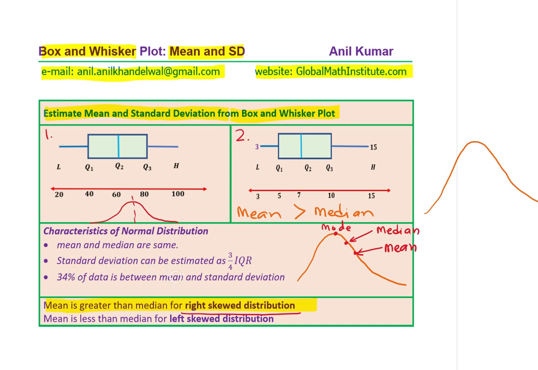Now standard deviation can be estimated as 3/4 of interquartile range for a normal distribution. So the standard deviation will be a point which is approximately 3/4 of interquartile range, being the difference between Q1 and Q3. 34% of the data is between the mean and the standard deviation.